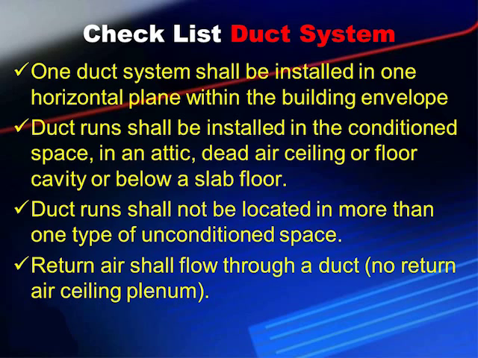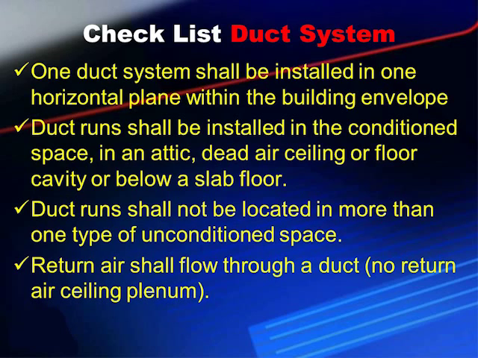Duct systems. The duct system shall be installed in one horizontal plane within the building envelope. Duct runs shall be installed in a conditioned space in an attic, dead air ceiling, or floor cavity, or below a slab floor. You can put them pretty much anywhere, can't you? Duct runs shall not be located in more than one type of unconditioned space. Well, you can't run them through 2 or 3 different kinds of unconditioned spaces and have this software work.